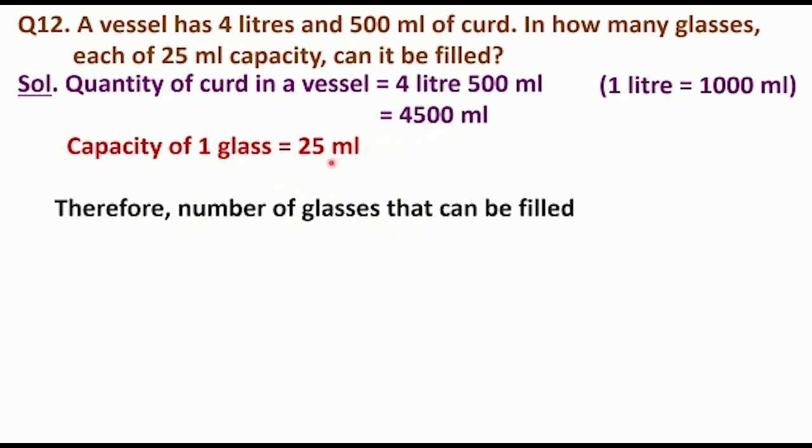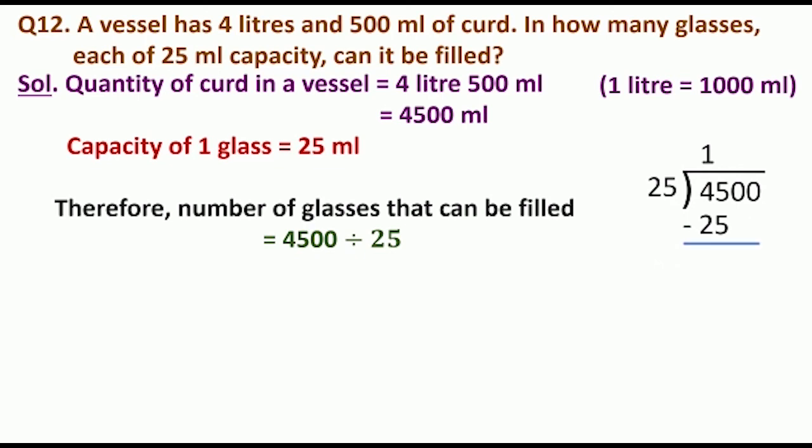Now let's see how to divide it. 25 ones are 25, then we will subtract this 25 from 45, so 5 minus 5 will be 0 and 4 minus 2 will be 2, so 20 is left. After that we will bring this 0 down. We will put one arrow and write the 0, so it will become 200. Now 25 eights are 200.